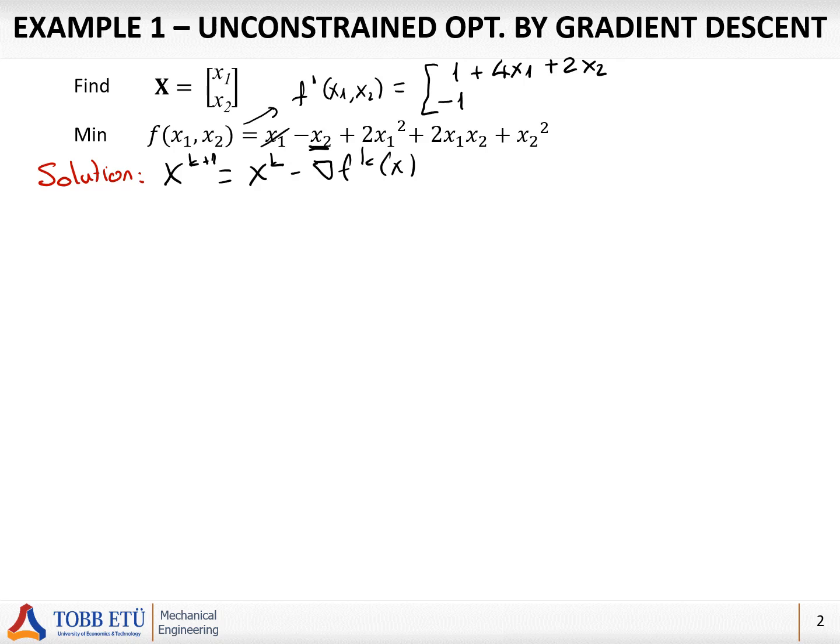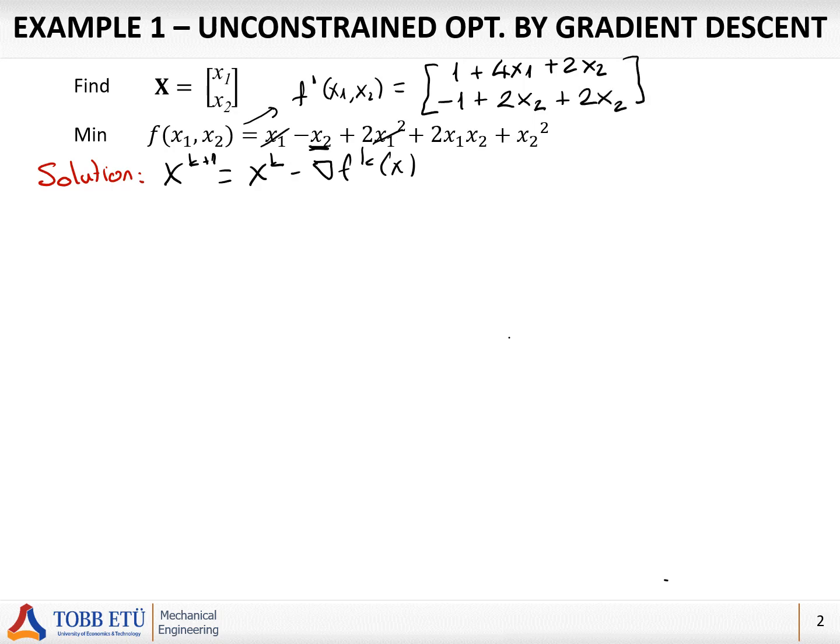This becomes 0, and for this one we have again 0, and for the fourth one we will have 2x2, and for the last term we have 2x2.